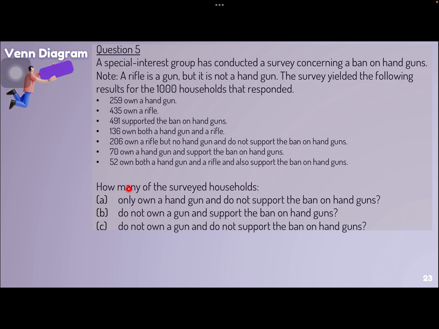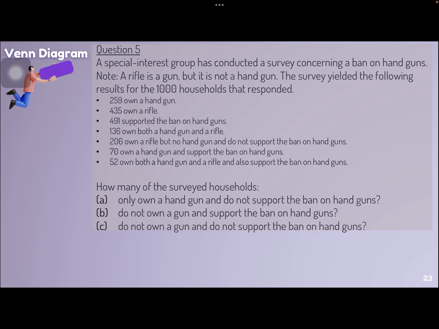So the question here is how many of the survey households only own a handgun and do not support the ban on handguns? Okay, at first it seems that we need something else to organize the data and identify the answer. The second question is do not own a gun and support the ban on handguns, and do not own a gun and do not support the ban on handguns.